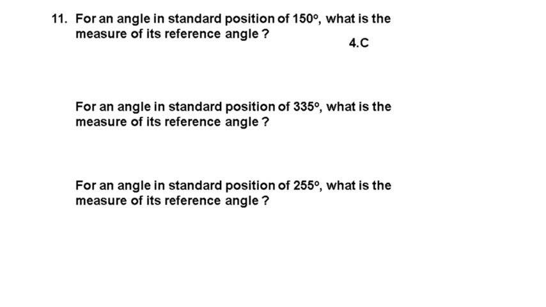Okay, next problem here, 11. For an angle in standard position of 150 degrees, what is the measure of its reference angle? Well, when we talk about standard position, we're talking about an angle rotated from the right. Our initial side is over here where this red arrow is being drawn. And then 150 degrees is going to be over here, which is the terminal side of the angle. So 150 degrees is this rotation here, counterclockwise.